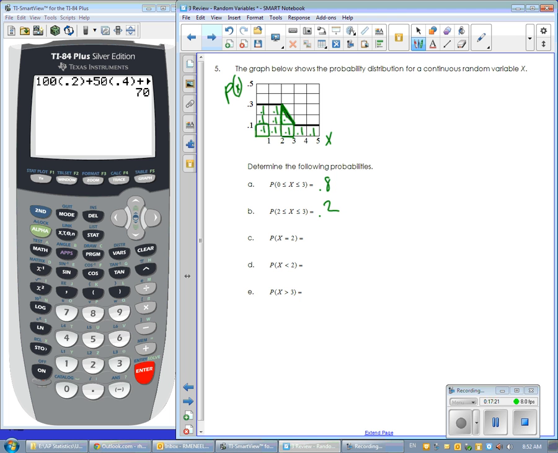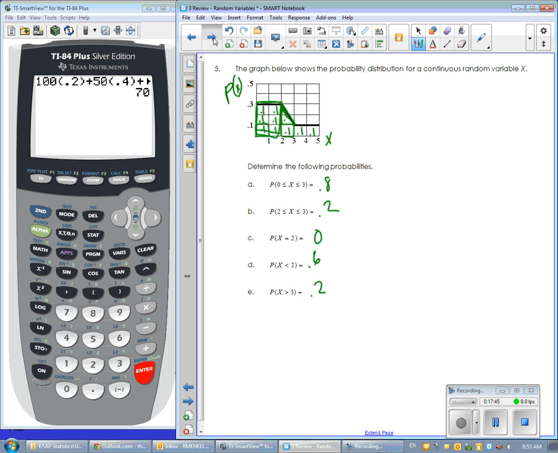Probability that x equals 2, again, this is a continuous random variable, so the area of a line is just 0. The probability that x is less than 2, so that's this rectangle right here. If I add them up, that's going to give me 0.6. And greater than 3, there's 2 blocks that fill that up, so that's going to be 0.2.